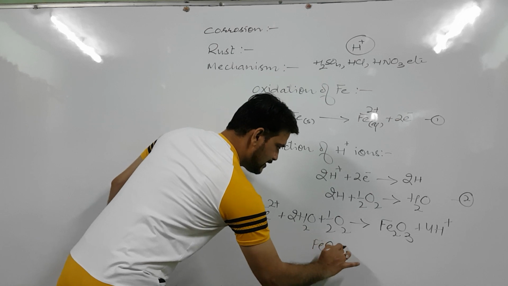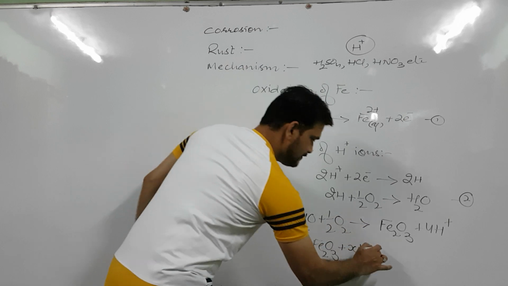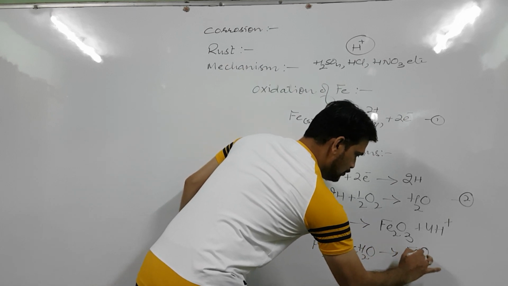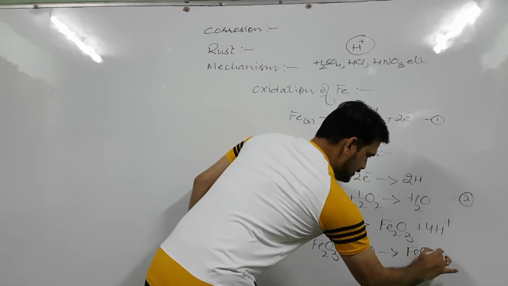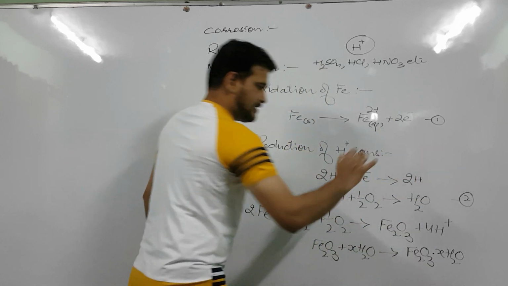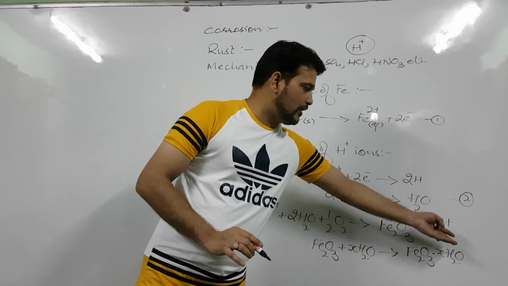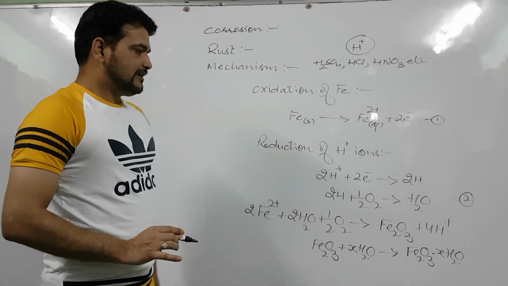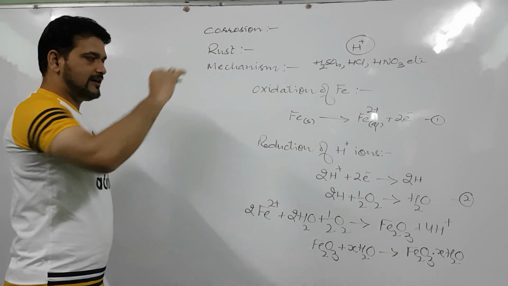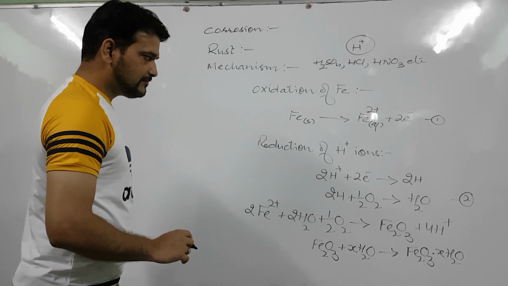Ultimately this Fe2O3 formed combines with x molecules of water and Fe2O3·xH2O is formed, and this is nothing but rust. Fe2O3 and an unknown number of molecules of water. This is the chemical formula of rust, and in this way rust is formed.